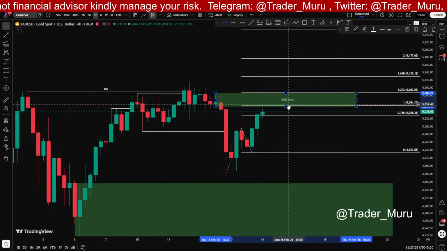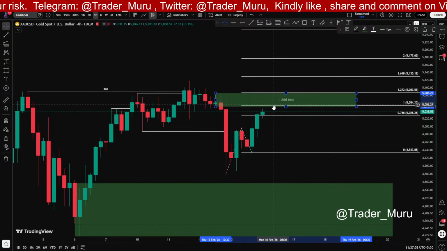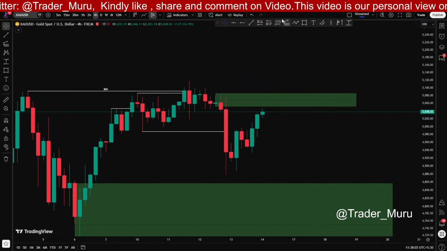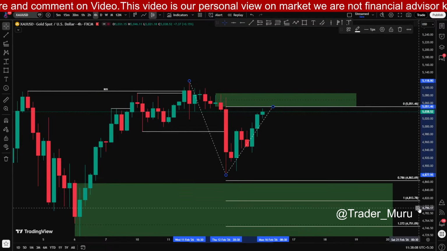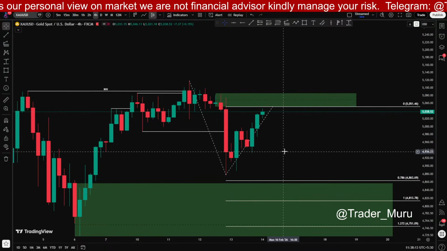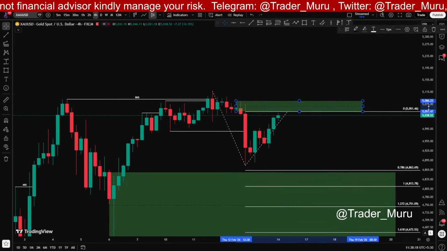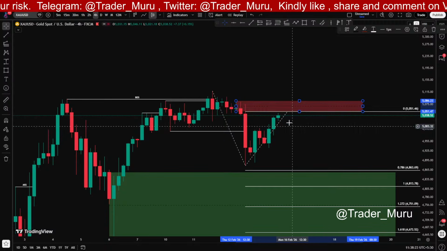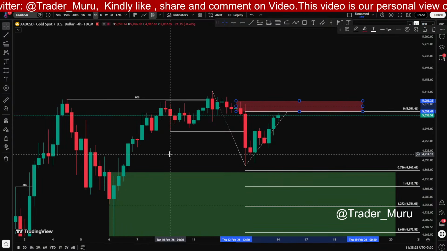So from this supply we can expect, if the market rejects here and gives us a confirmation, then we will be expecting it to drop the same price as this full wave, which is about 4813 here. Okay, so we will be watching this zone here from 5051 to 5086, and after this test we will be expecting a drop towards this bottom area here.